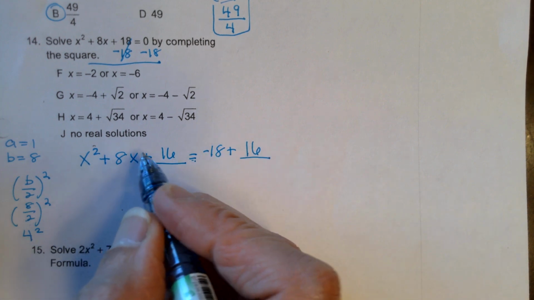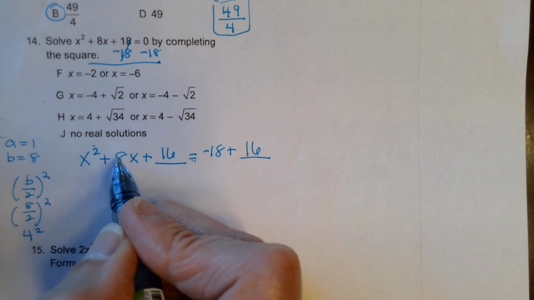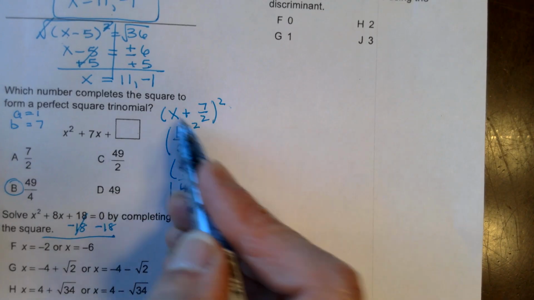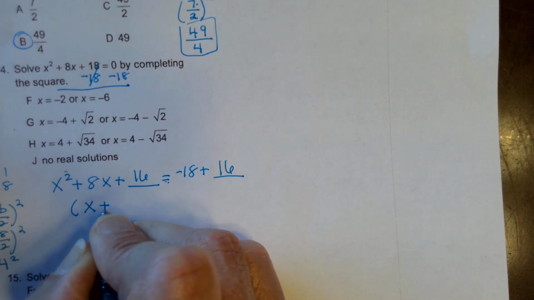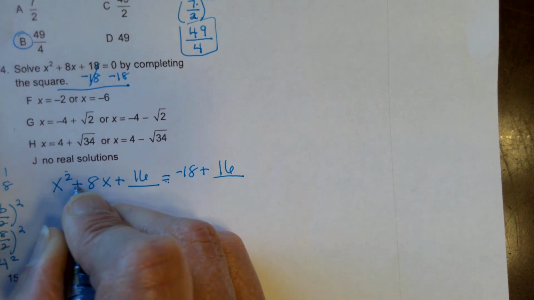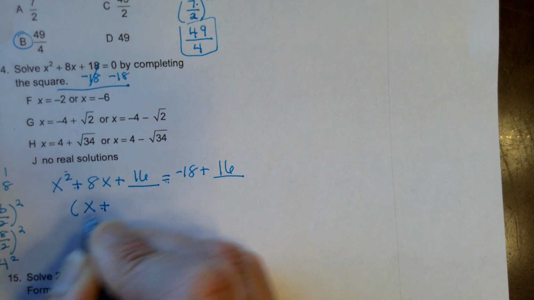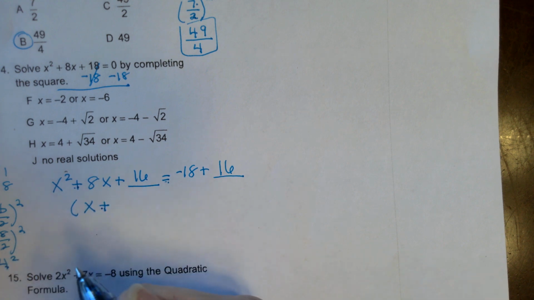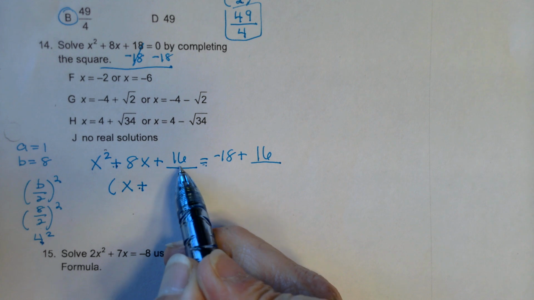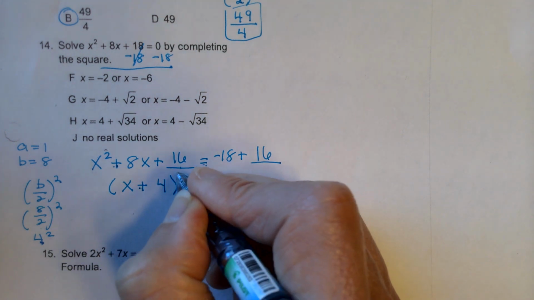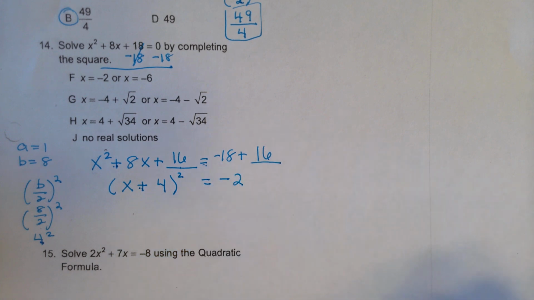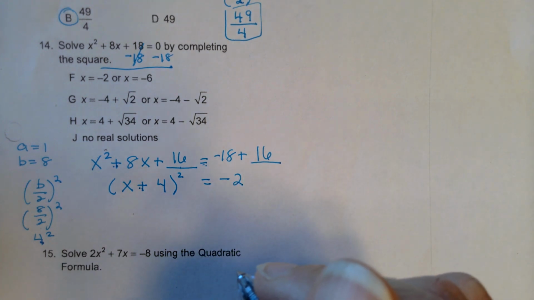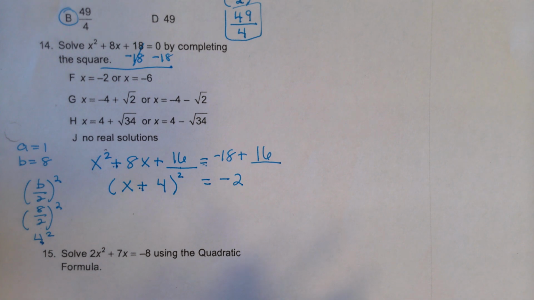Now, here's the cool part. This is a perfect square trinomial. It breaks down into something like that. So we can write it as x plus, and it's a plus because of this plus right here, and it's a 4 because of this 4 right here. It's the square root of whatever that was. Equals -18 plus 16 is a -2. All right, right there, you lucked out because we get to be done.